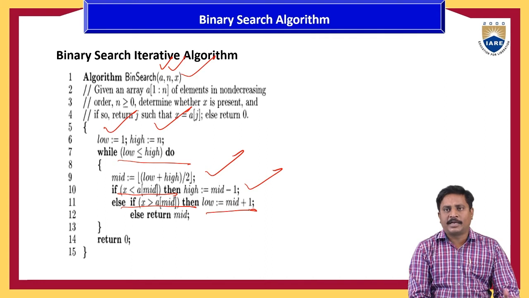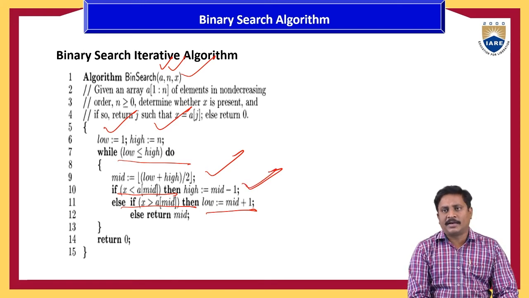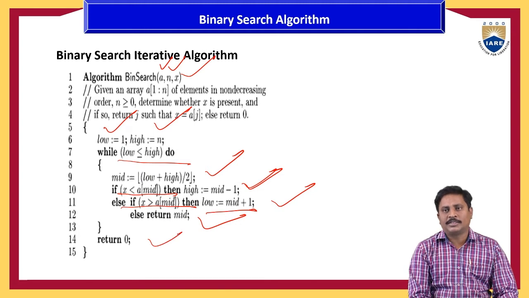That means depending on these conditions, we divide into two subarrays. We choose the left subarray whenever X is less than A of mid. If X is greater than A of mid, then we choose the right subarray by defining low equal to mid plus 1. Else, return mid value, which means the searching value is equivalent to the mid value. Otherwise, return 0. Return 0 means the element is not found in the given list.